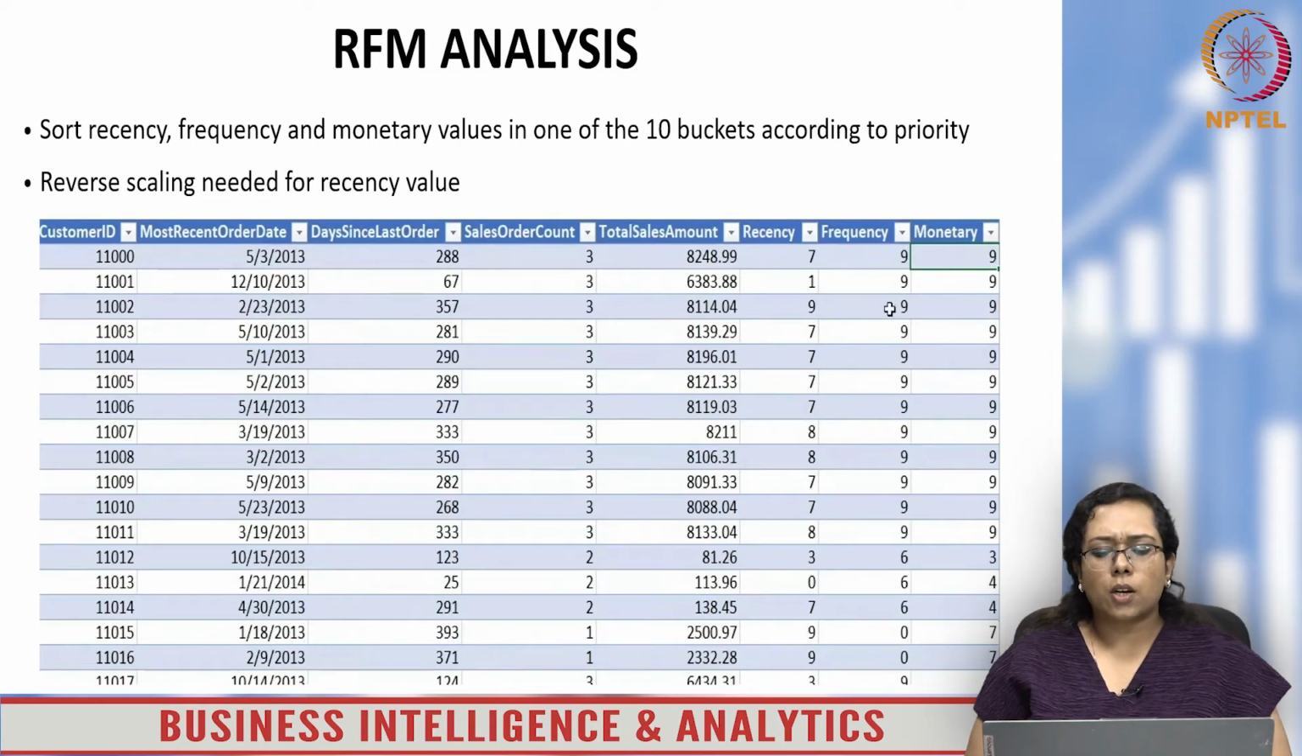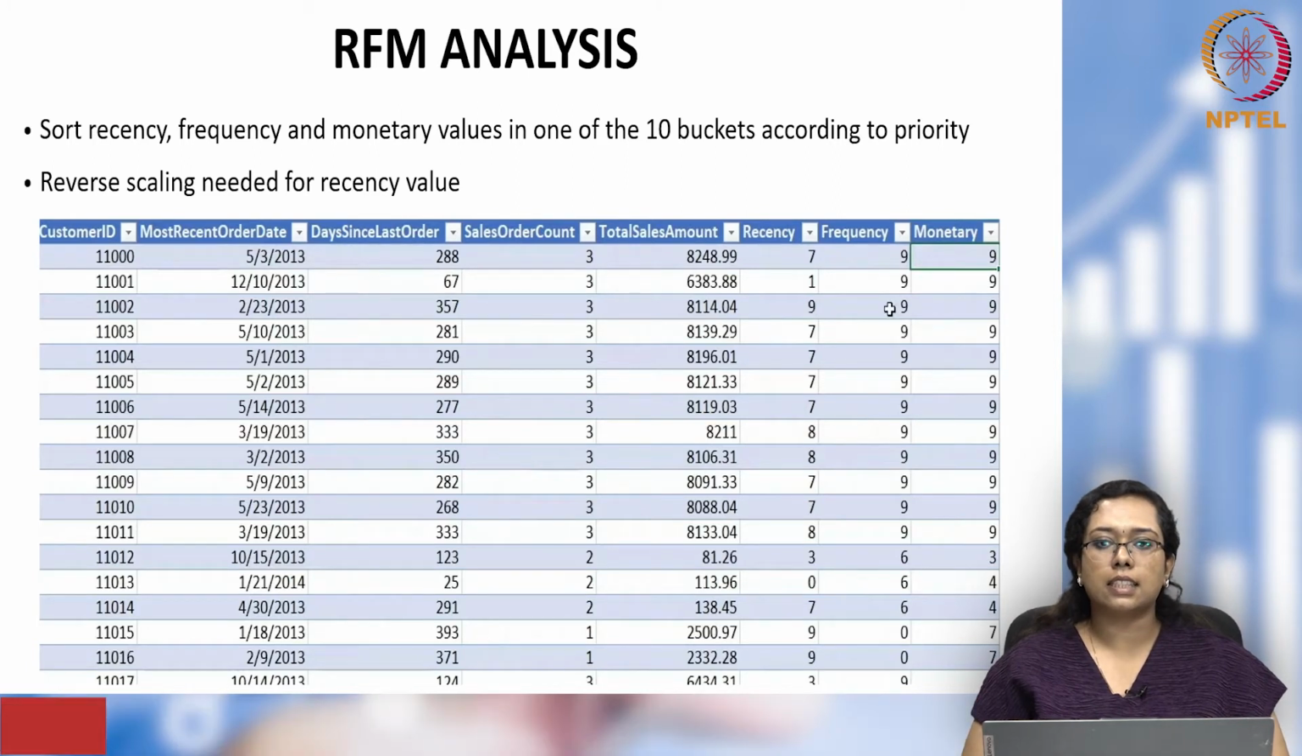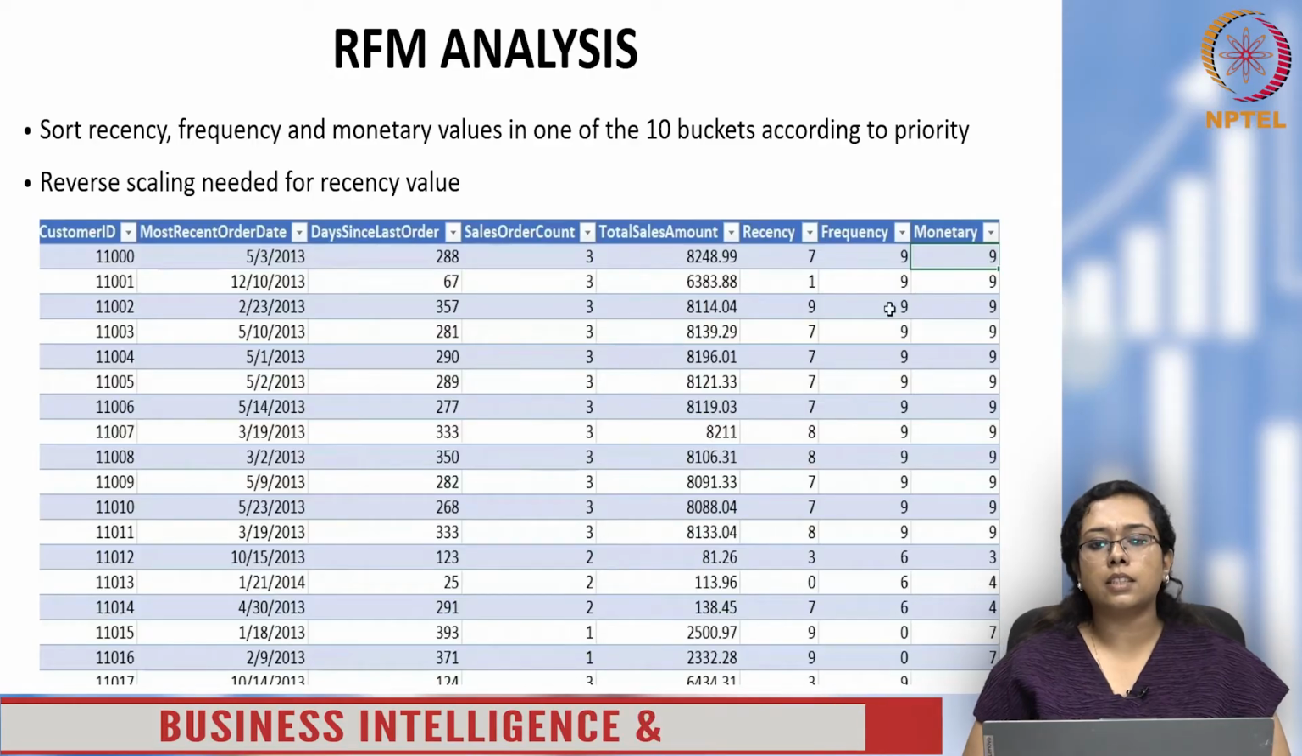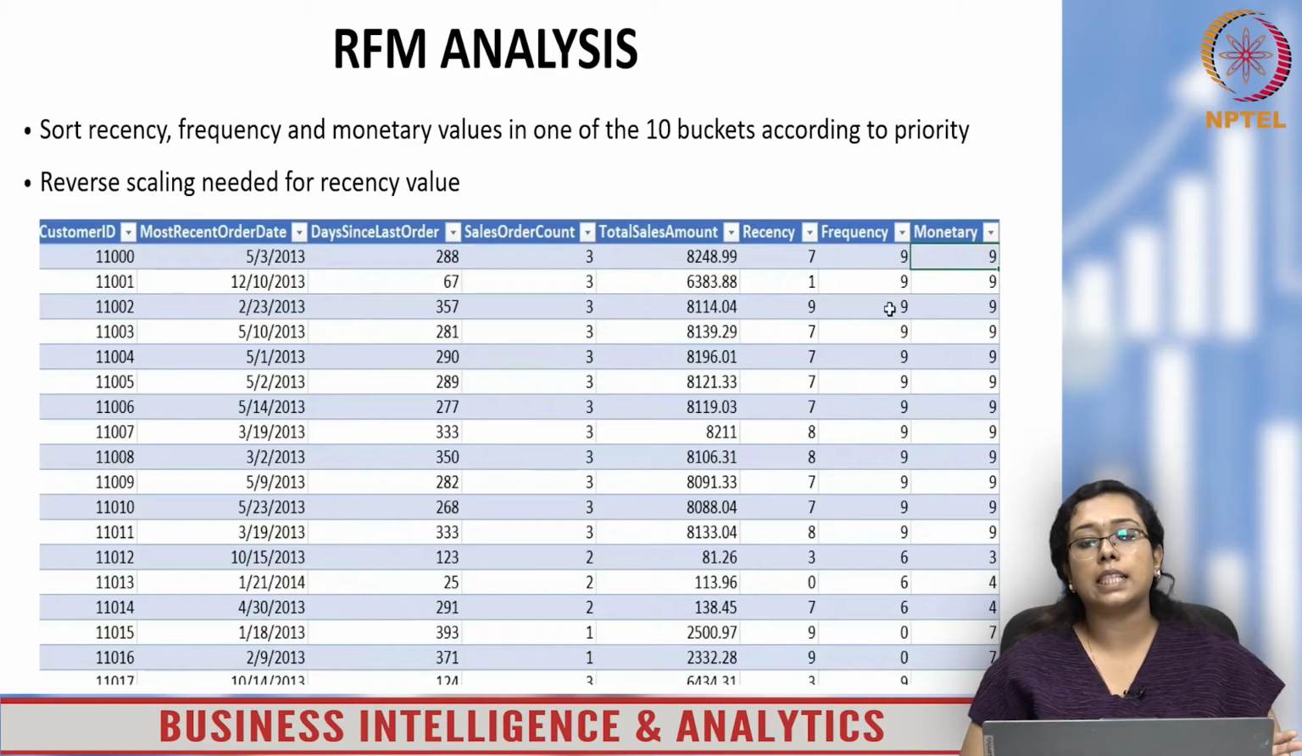So this is just a screenshot of an example. This is not the raw data. This is just an example to show you how we group it. Initially we have the customer ID, then we have the most recent order date. That is subtracted from the current date in order to get the days since last order. That is the third column. The person who has 288 in the first row in the days since last order, is he more recent or less recent? He is less recent than the second guy who has 67, because 67 days ago he made a purchase. The first guy made a purchase 288 days ago.